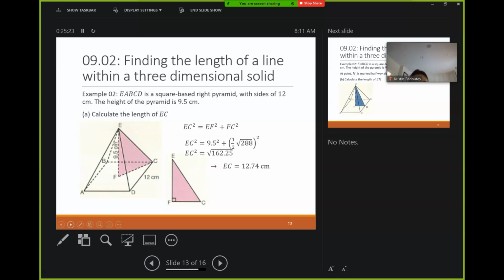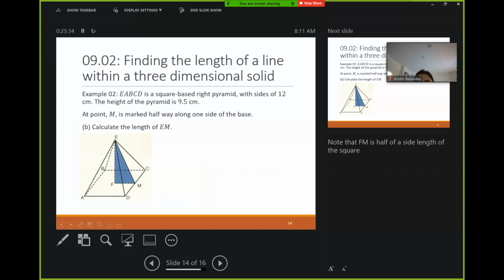Again, are we okay with that? Now there's some more parts to this question. This was just part. Part B says at a point M marked halfway along one of the sides. So here's my point M. That's a midpoint here. We're going to calculate the length of EM. So EF is still 9.5, and as Jacob argued earlier, this piece has to be half of 12, or 6, and then it's easy to find the length for EM.